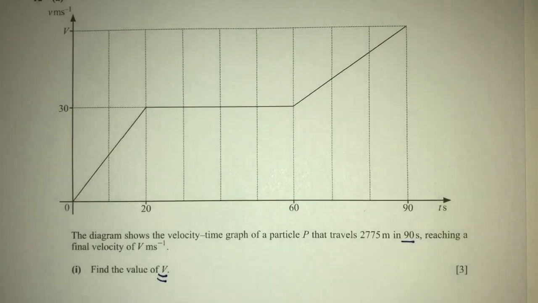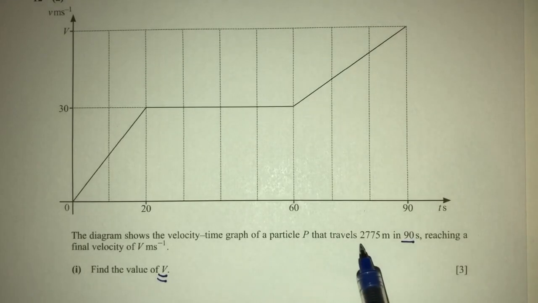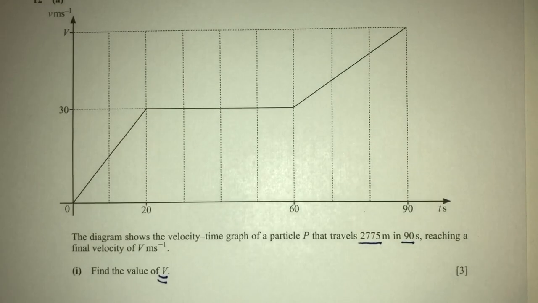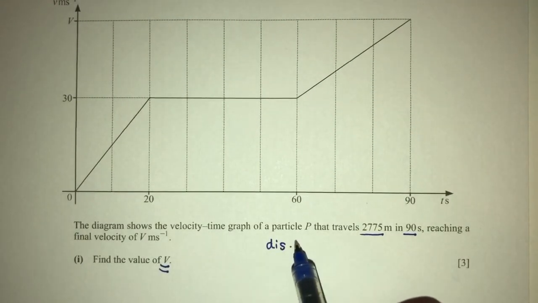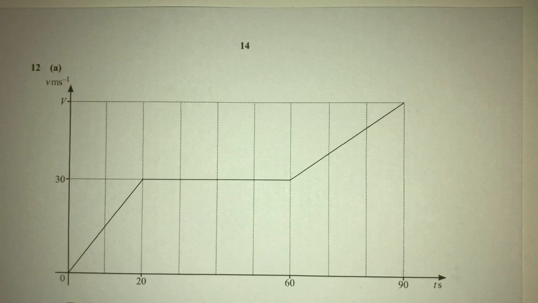Now how can you find the value of V? So we have to think. We have to use the information given to us to find that value. We know that the distance traveled is this. Now when you have a velocity time graph, the distance traveled is equal to what? You have to know by now. The distance traveled is equal to the area under the graph. So let's find the area under this graph.